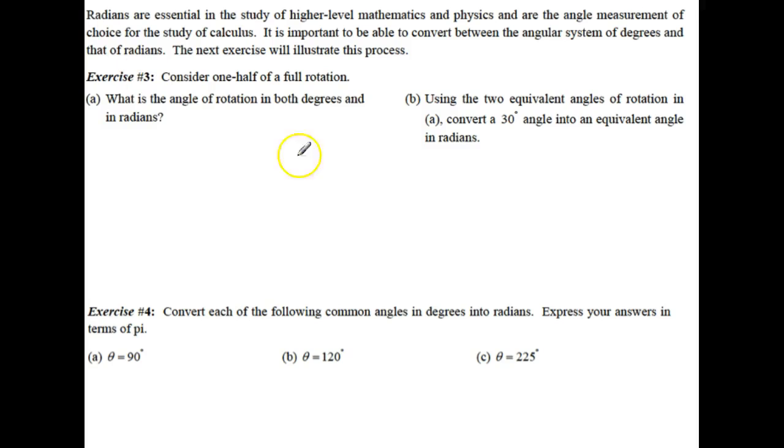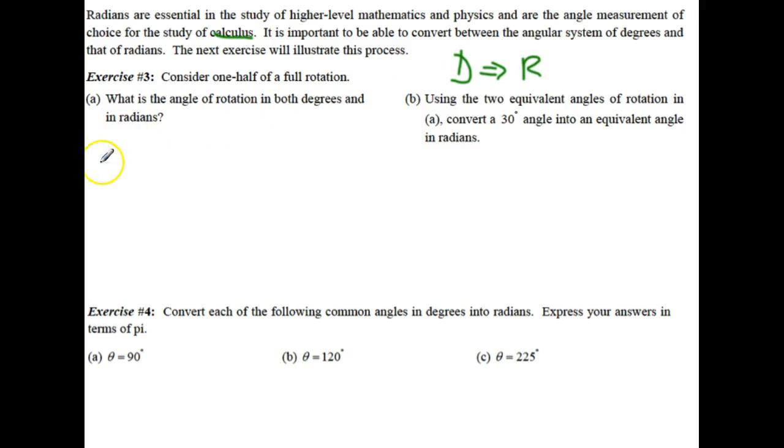Alright, let's look at some more examples really quick. Radians are essential in the study of higher level math and physics, and are the angle measurement of choice for the study of calculus, which some of you are going to take later. It is important to be able to convert between the angular system of degrees and that of radians. The next exercise will help you do this. So this is where we go from degrees to radians.